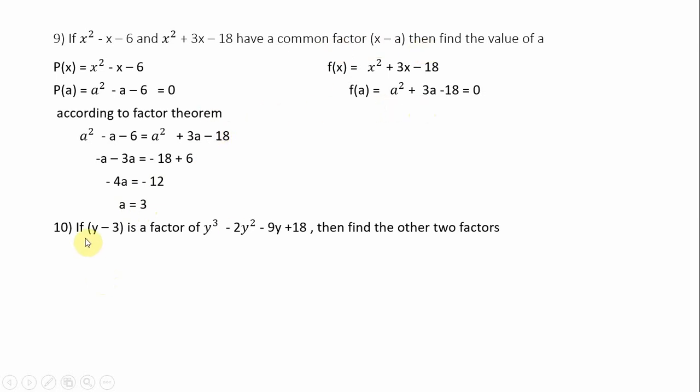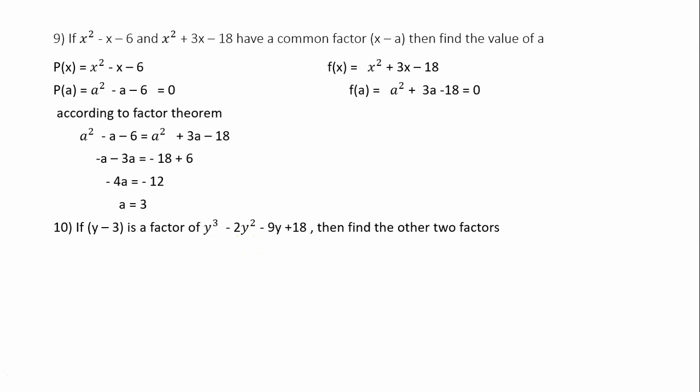Now, the last question of this exercise, if y minus 3 is a factor of this given, find out the other two factors. See children, this model I have explained to you. y minus 3 is a factor means what? First, you need to substitute y is equal to 3 now. P of y is equal to y cube minus 2y square minus 9y plus 18. Now find out P of 3, y minus 3 is equal to 0, y is equal to 3. Substitute it so that it will be equal to 0.